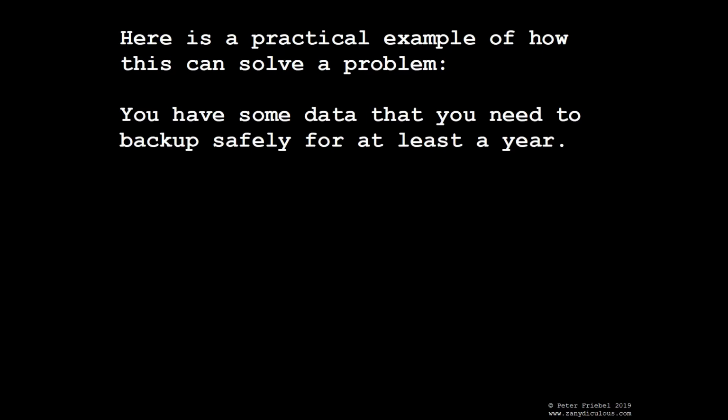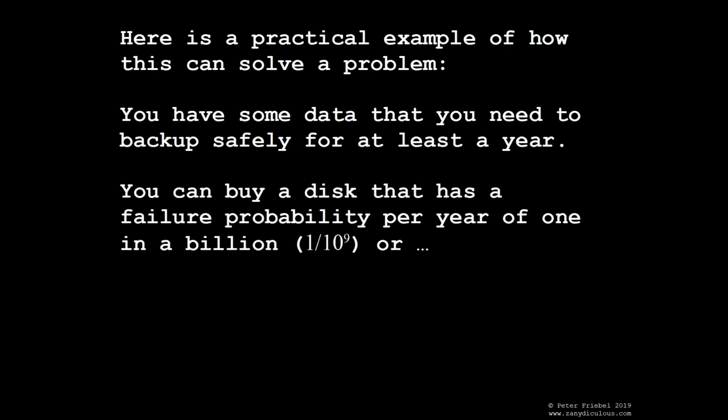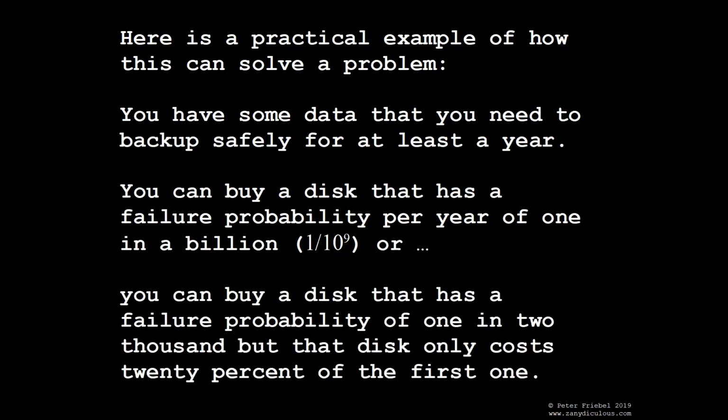You have some data that you need to back up safely for at least a year. You can buy a disk that has a failure probability per year of 1 in a billion, 1 divided by 10 to the power of 9. Or you can buy a disk that has a failure probability of 1 in 2000, but that disk only costs 20% of the first one.